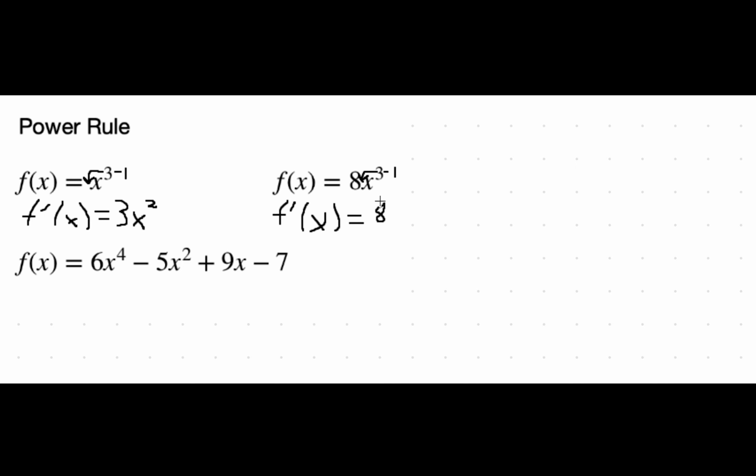So the derivative of x to the third is going to be 3x squared, just like before. So we have 8 times 3x squared. So it's going to give us 24x squared for the derivative.